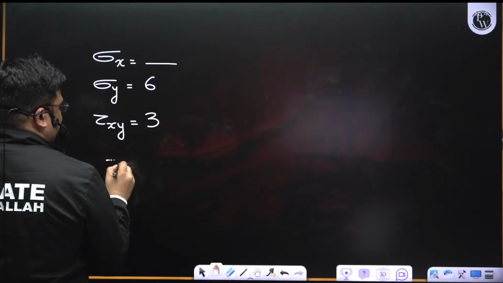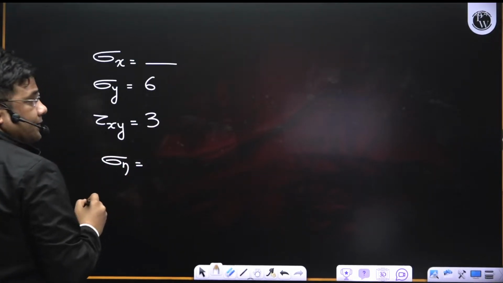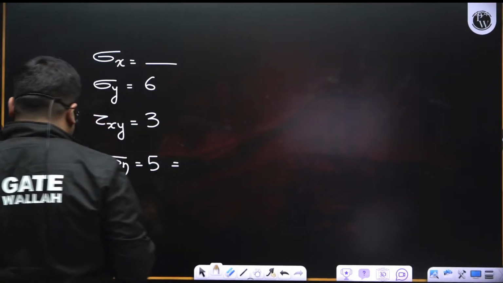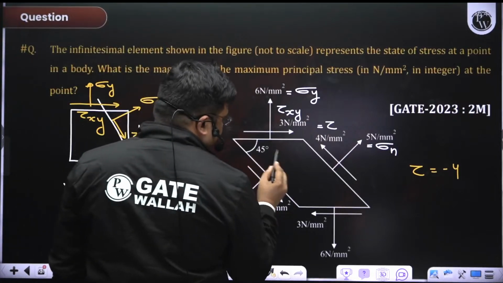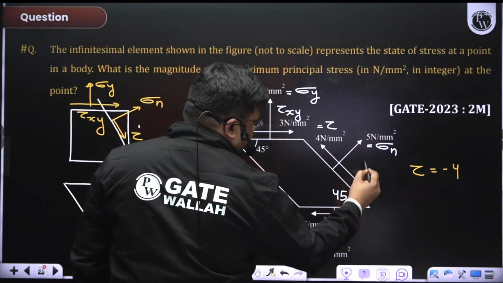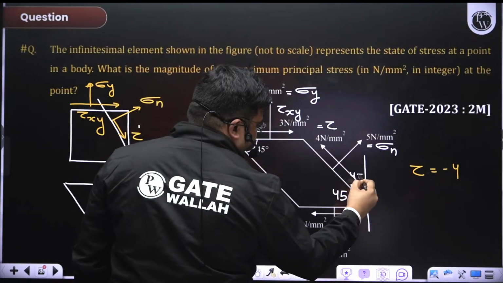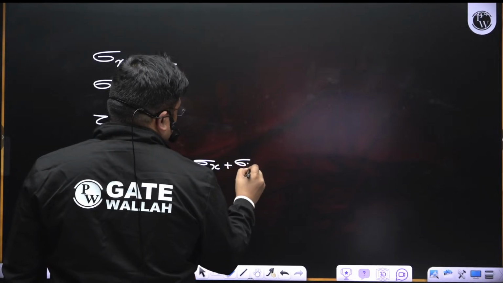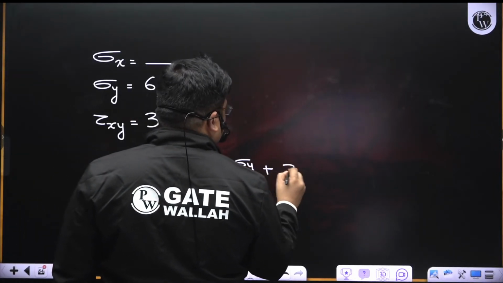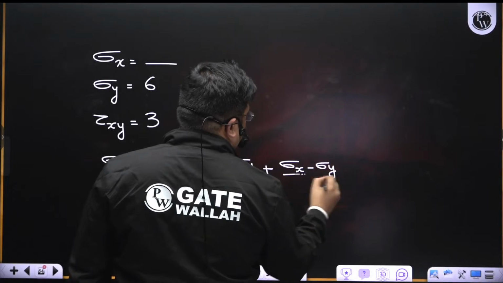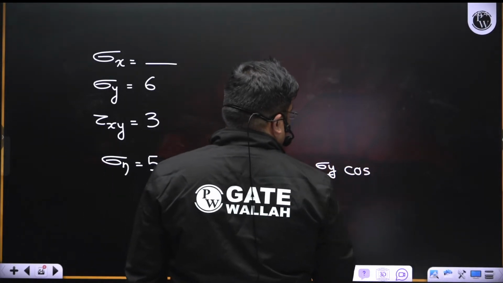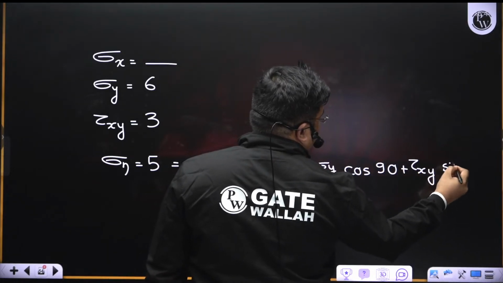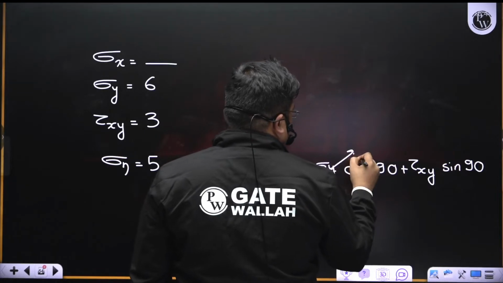Now see, sigma n is given as 5. Now we can use shear stress also. The angle is 45, so this also is 45. So with the vertical, this angle also will be 45. So theta is 45. Now this will be equal to sigma x plus sigma y divided by 2 plus sigma x minus sigma y divided by 2 cos 2 theta plus tau xy sin 2 theta. So cos 2 theta means cos 90, so these terms become 0.